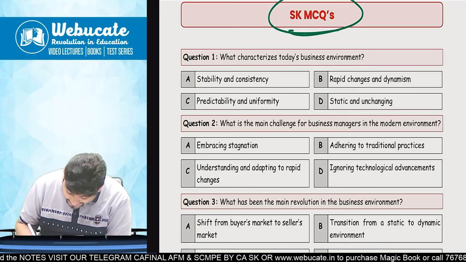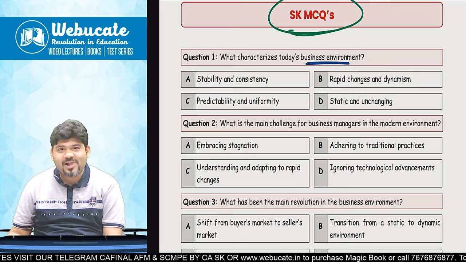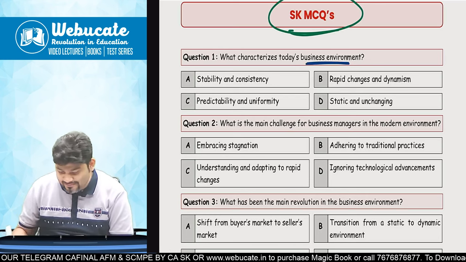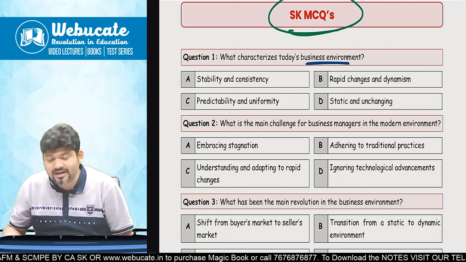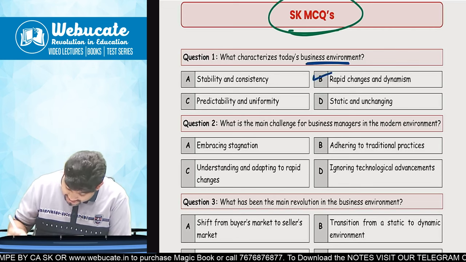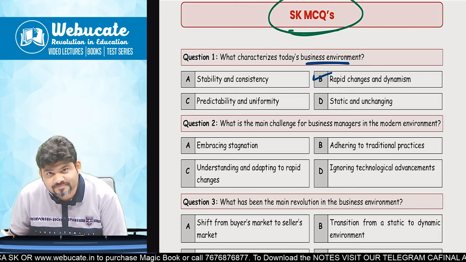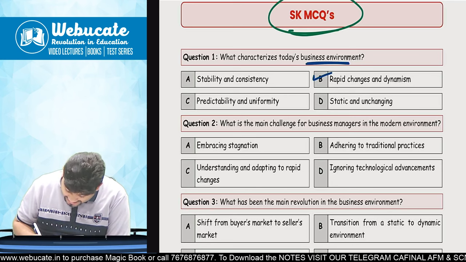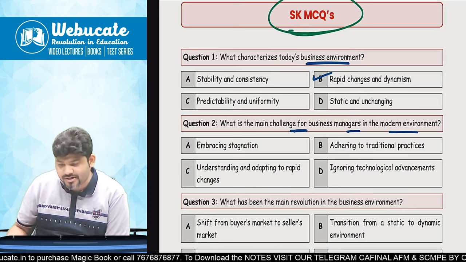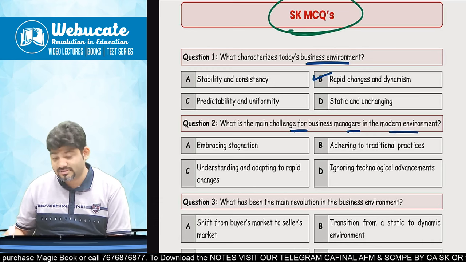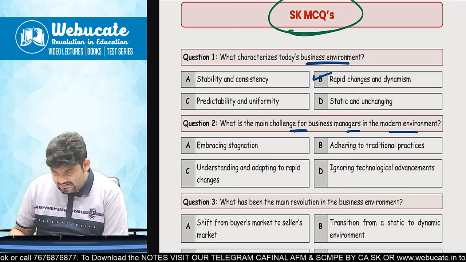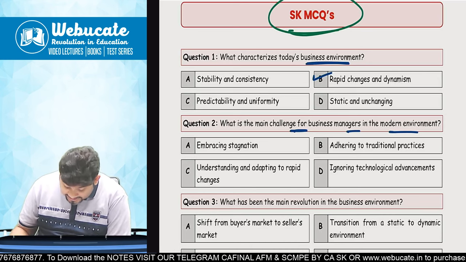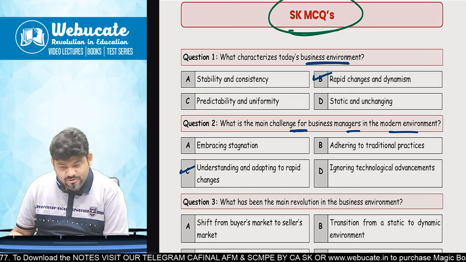Let's start. What characterizes today's business environment? Yes, the rapid changes, the dynamism, correct? Definitely that is what characterizes today's business environment. So rapid changes and dynamism. Then, what is the main challenge for business managers in modern environment? What is the challenge? Let's see. Embracing stagnation, traditional practices, ignoring technological, understanding and adapting to rapid changes. So according to me, it is 2C.